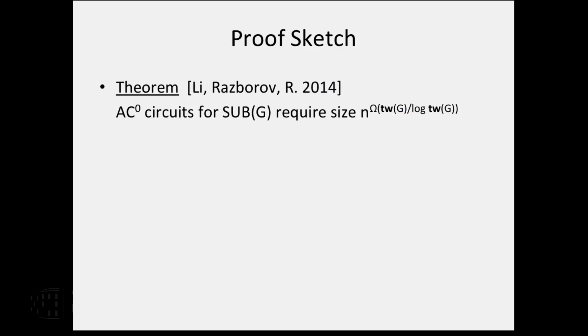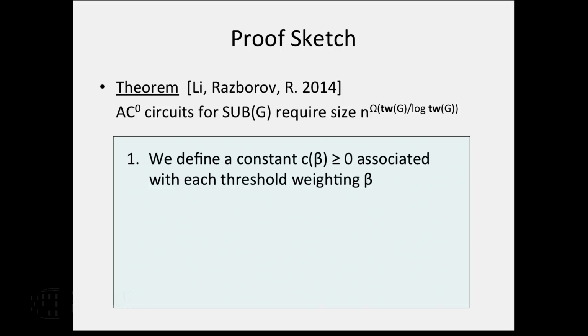Okay, so I'm not going to wade too much into details of how we prove this, but just to show a sketch here. The result is that AC0 circuits for the G subgraph problem require size n to the omega tree width over log tree width. So there are 3 steps. First, we define some constant C of beta associated with each threshold weighting beta.